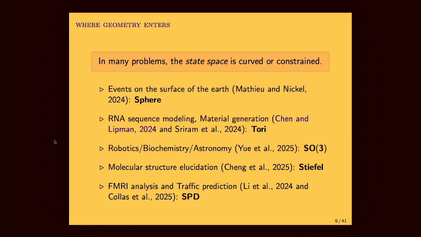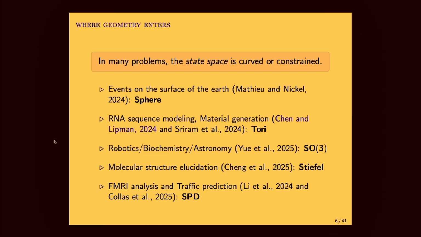All right, so now where does the geometry enter the problem? In many problems, for example predicting events on the surface of the Earth, like earthquakes and these sorts of climatic events, the problem is modeled as generating data on the sphere, for example.